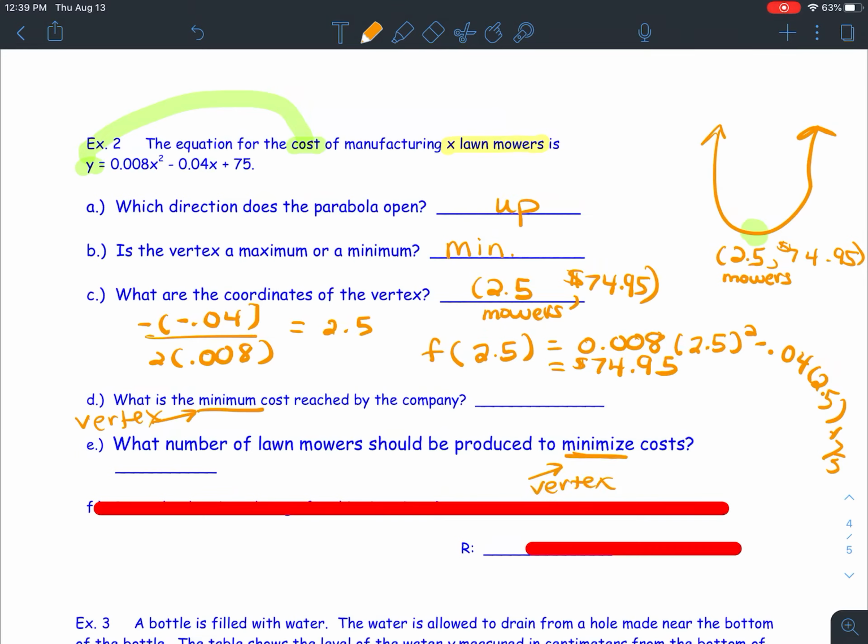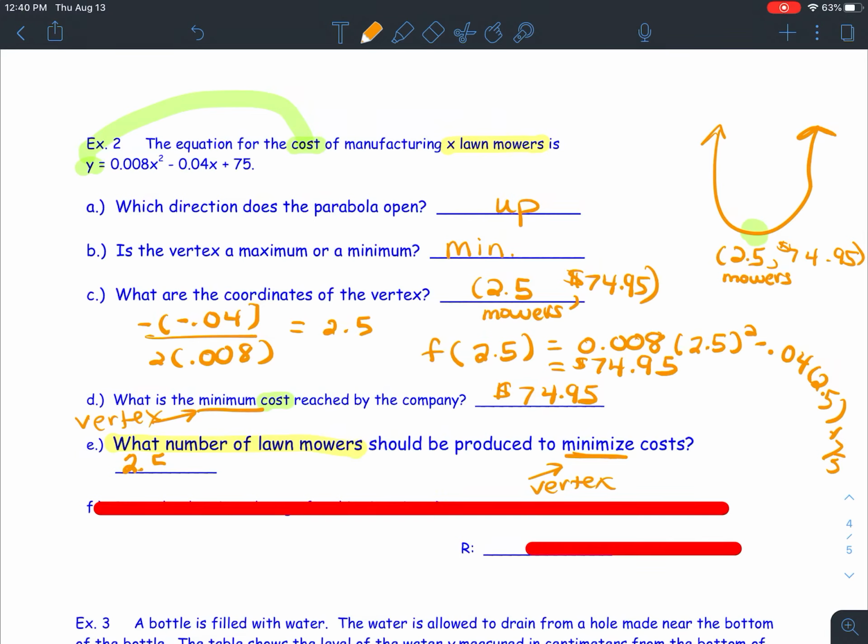Now here's some buzzwords. It wants to know what's the minimum cost reached by the company. Minimum, that's a word that means vertex. There's that word minimum again, vertex. But what part of the vertex is it asking for? Is it asking for number of mowers, or is it asking for cost? Well, this was asking for cost. So we're just going to report the y coordinate of the vertex, the $74.95.